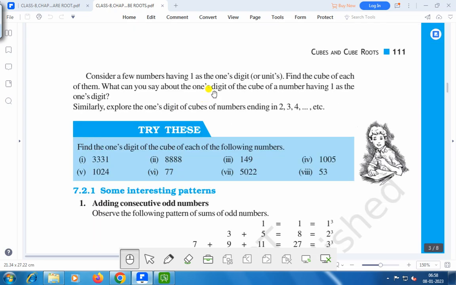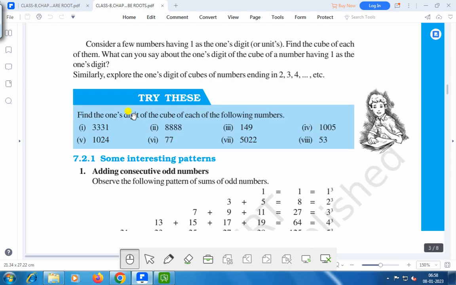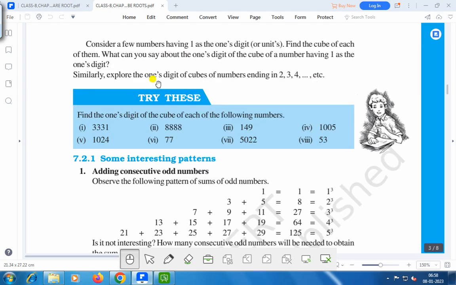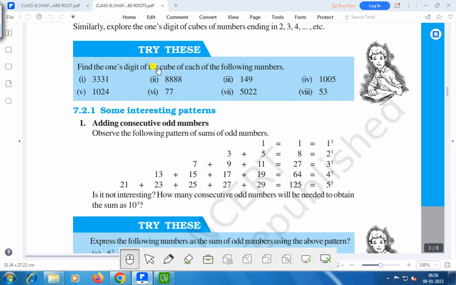Consider a few numbers having 1 as the ones digit or units. Find the cube of each of them. What can you say about the ones digit of the cube of a number having 1 as the ones digit? Similarly, explore the ones digit of cubes of numbers ending in 2, 3, 4, etc. Find the ones digit of the cubes of each of the following numbers.